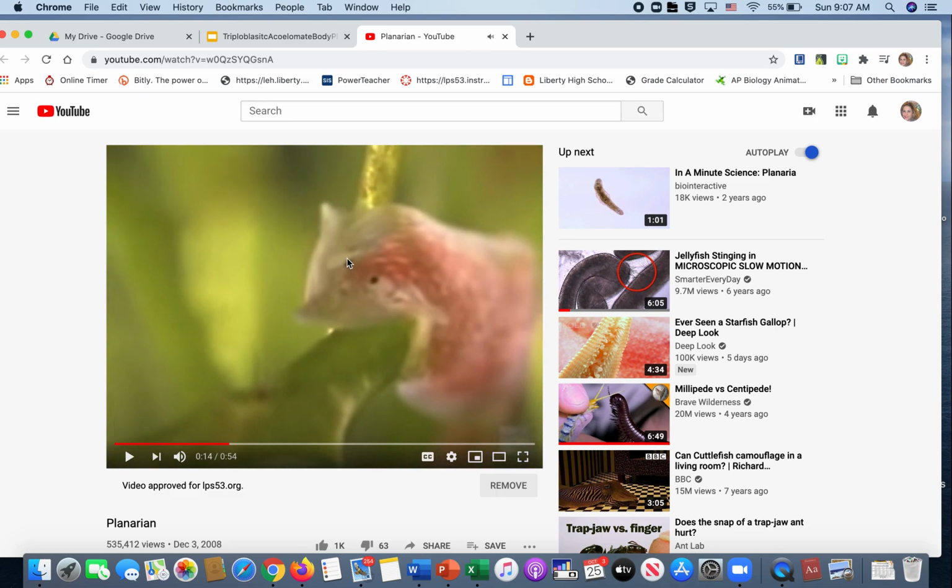Okay, so I'm going to pause it there. Can everybody see the light-sensitive eyes, ocelli? And then these little structures they're going to talk about are the auricles or the chemoreceptors. So this is how they find food.